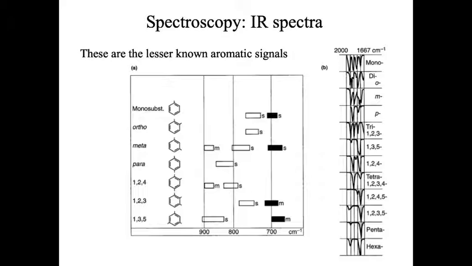To get you an idea, here's our 900 to 700 range. So what you're looking at is a strong peak and a medium peak. A strong peak about, what is that, 875, and a medium peak about 690. That means you're tri-substituted at the 135 positions.